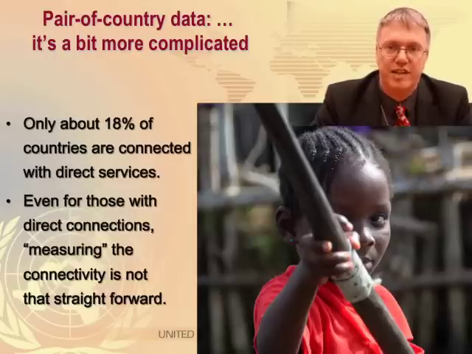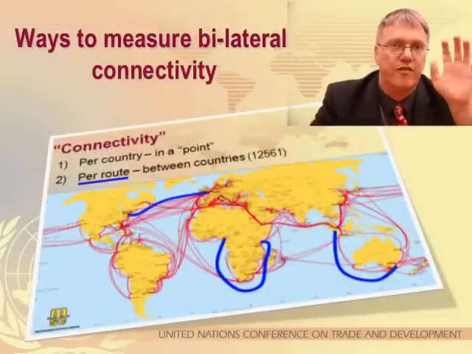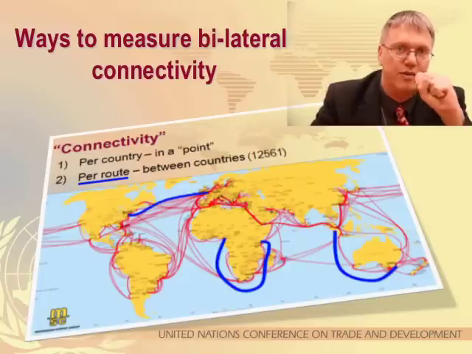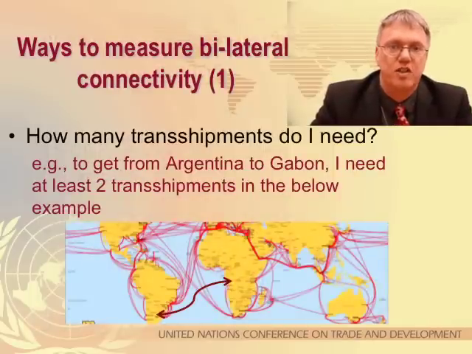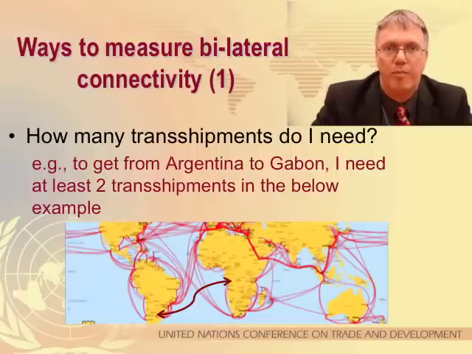We have only about 18% of country pairs connected with direct services, and even for those with direct connections, measuring connectivity is not that straightforward. So what I'm now sharing with you are 5 possible ways, actually 6, but 5 ways specifically bilateral, that we use as components to develop a bilateral index. Number 1 is, how many transshipments do I need? To get, for example, from Argentina to Gabon, I need at least 2 transshipments in the example below. This is one component that could measure bilateral connectivity.